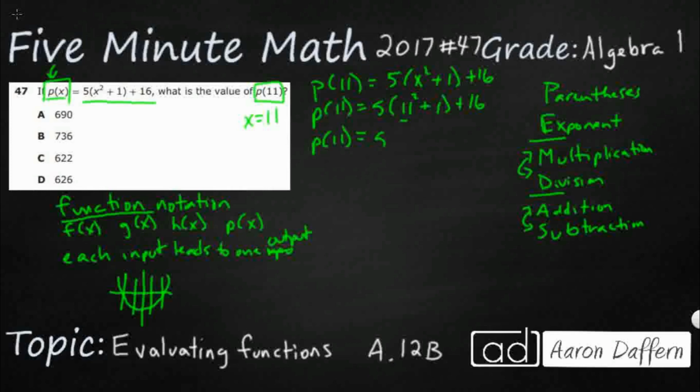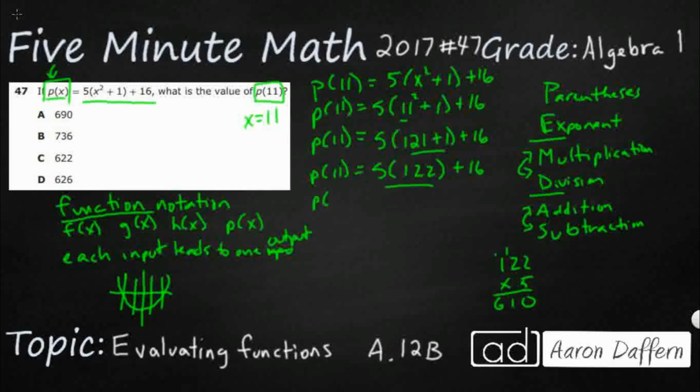So that's going to be 5 times. 11 squared is 121. Now we can do the plus 1. Okay, and now we can do our addition. So p of 11 is 5 times 122. All right, and then that's going to be plus 16. And let's see, now we're going to do 5 times 122. You can pull out your calculator, or you can just do it like this if you don't want to bother with that. All right, so that's going to be 610.